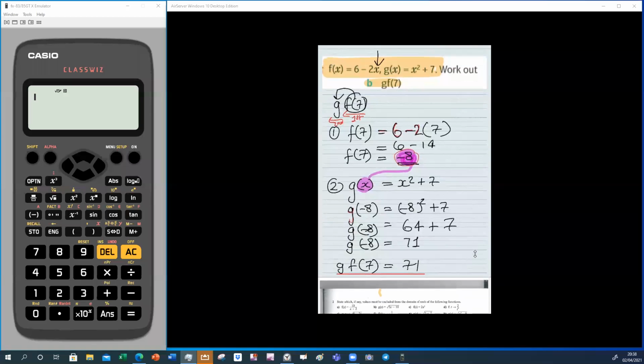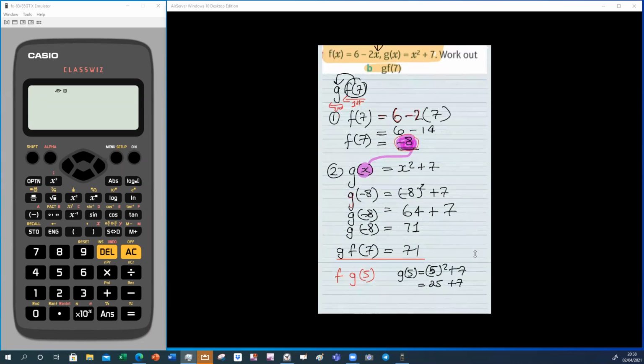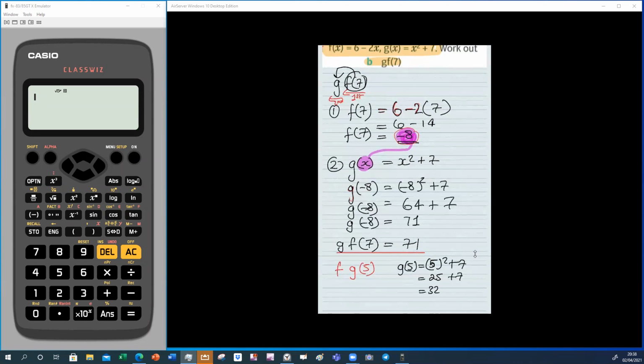So we're doing fg of 5. Let me add another page. Is it fg of 5? Yes. Okay, so what's g? So g of 5 is equal to 5 squared plus 7, which gives you 25. Add 7, which is 32. So g of 5 is 32.